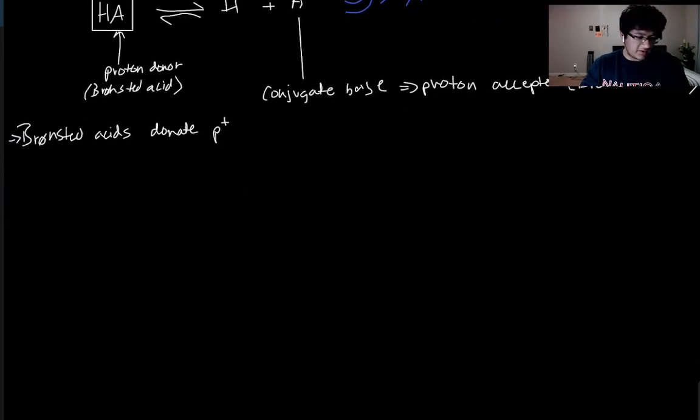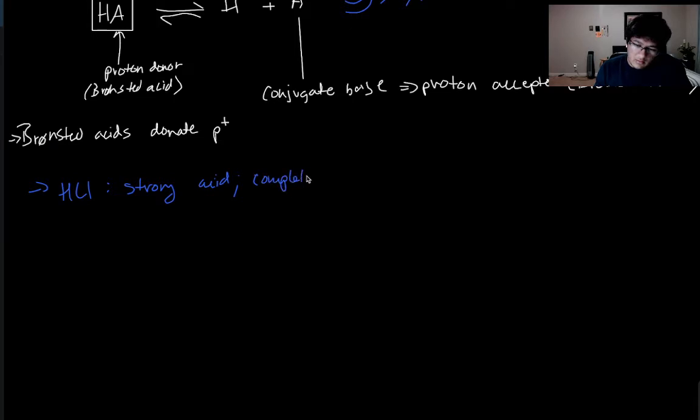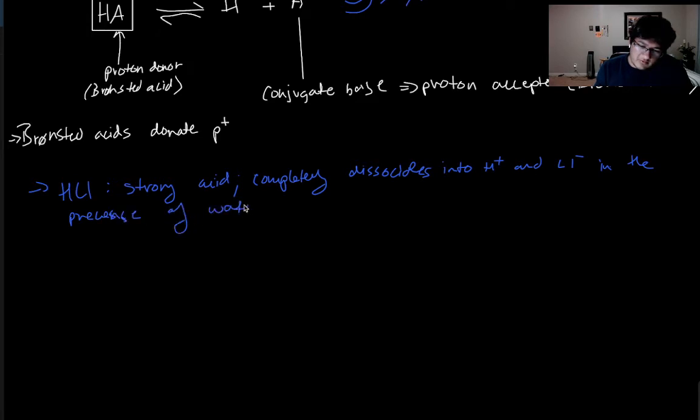And now, let's talk about some specifics. So an important one in the body is HCl. So HCl is a strong acid. This tends to completely dissociate into H plus and Cl minus, so the hydrogen and chlorine ions, cation and anion, in the presence of water.